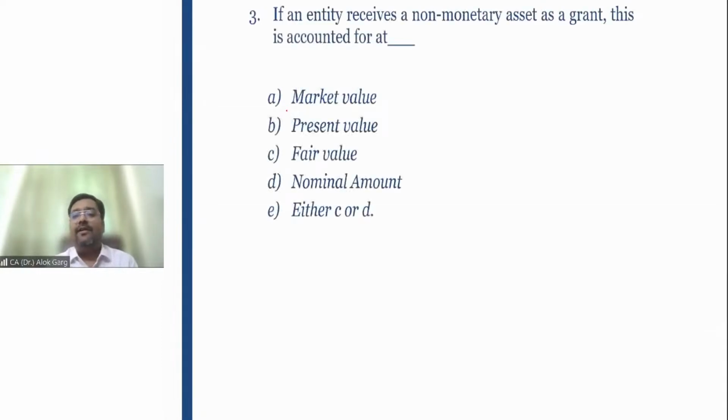If an entity receives a non-monetary asset as a grant, this is accounted for at market value, present value, fair value, nominal amount, either C or D. You remember I have told you fair value or nominal amount. Both the options are there for non-monetary asset. So E is the right answer, right? E is the right answer.